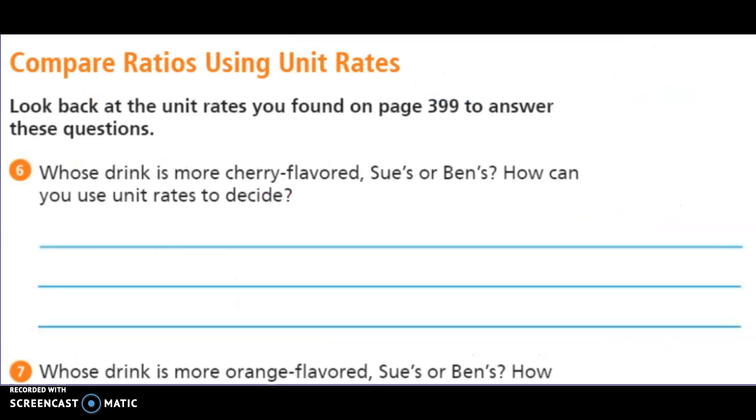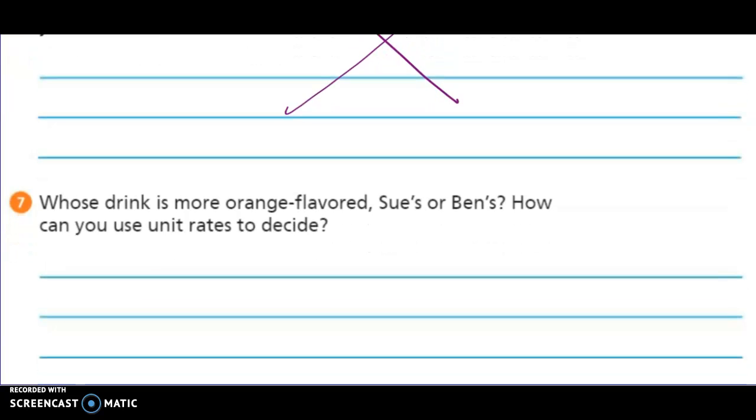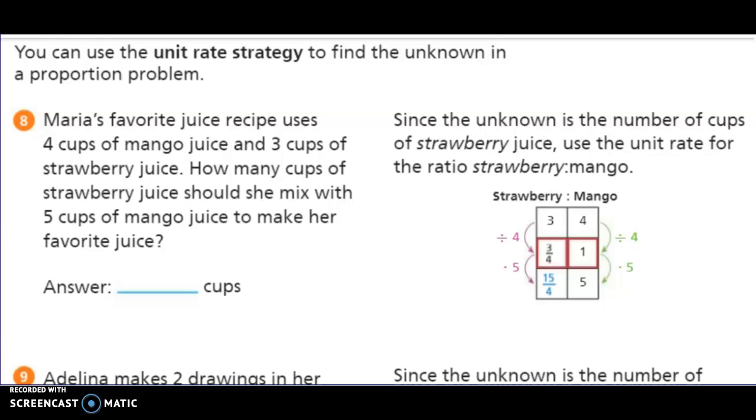Okay. Looking back at the unit rates, you know what? I give you permission to skip this question, so you can leave it unanswered in your workbook. If you want to answer it, or if I assign it in a Think Central lesson, you would have to use your comparing fraction skills to answer those questions. That's my hint or clue to you. You can use the unit rate strategy to find the unknown in a proportion problem. Okay, so it's kind of an extra step.